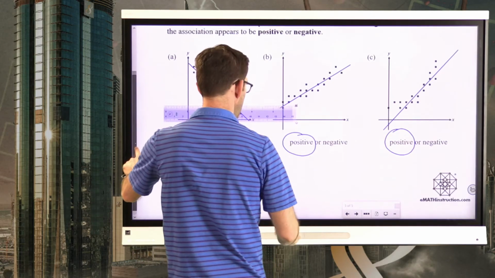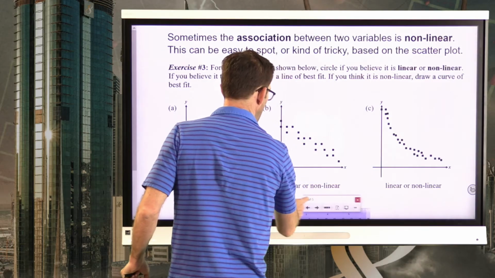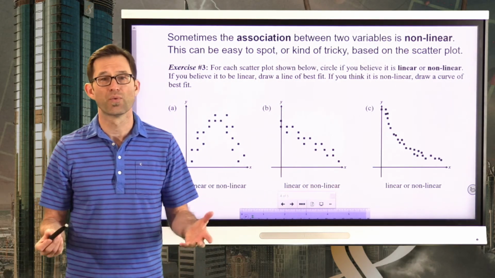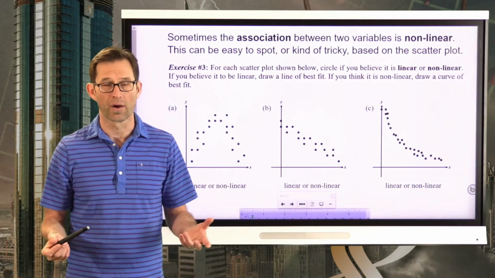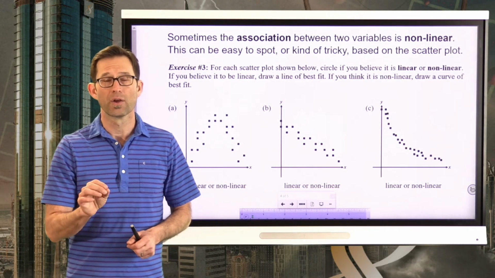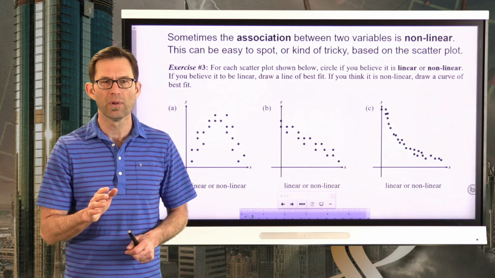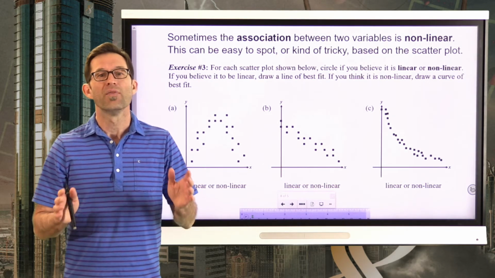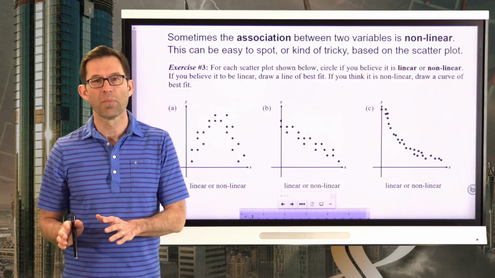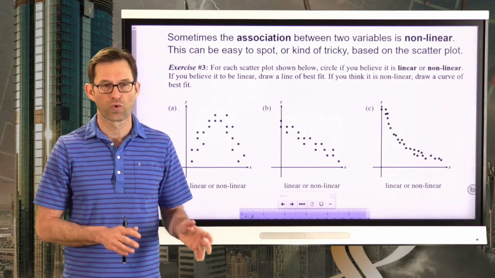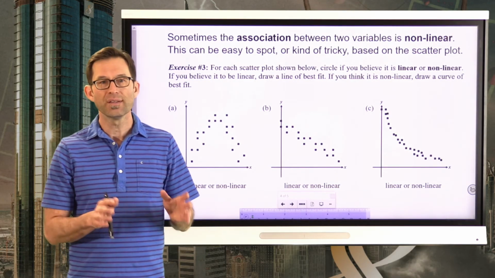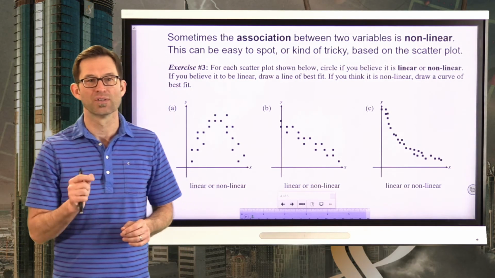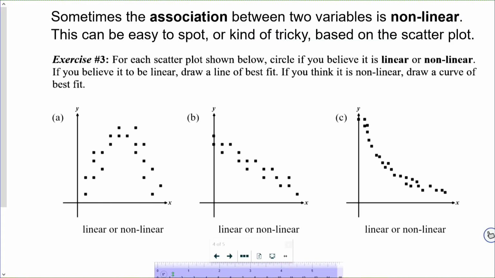Okay, let's take a look at more lines of best fit. Now, sometimes the association between 2 variables is nonlinear, right? We talked about nonlinear functions just a little bit a few lessons ago, all right? Actually, I think it was in the last lesson. All right, these can be fairly easy to spot, or they can be kind of tricky, all right, so let's take a look at some linear and nonlinear associations in exercise number 3.